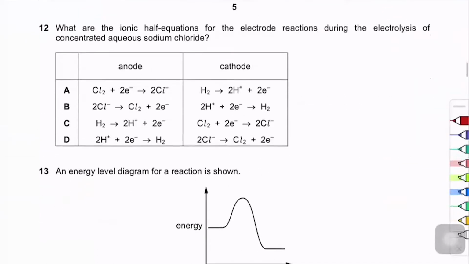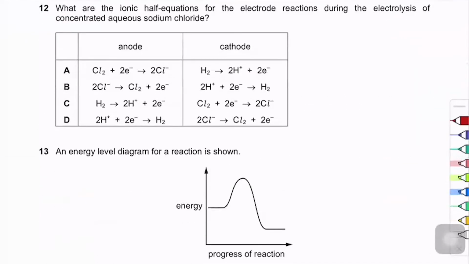Yes, correct, Iman. All right, what are the ionic half equations for the electrode reactions during electrolysis of concentrated aqueous sodium chloride? Oh, this is a tough question. But let's see what's happening. First of all, this is concentrated aqueous sodium chloride. What are the rules of electrolysis? First rule of electrolysis: reactive anode dissolves.